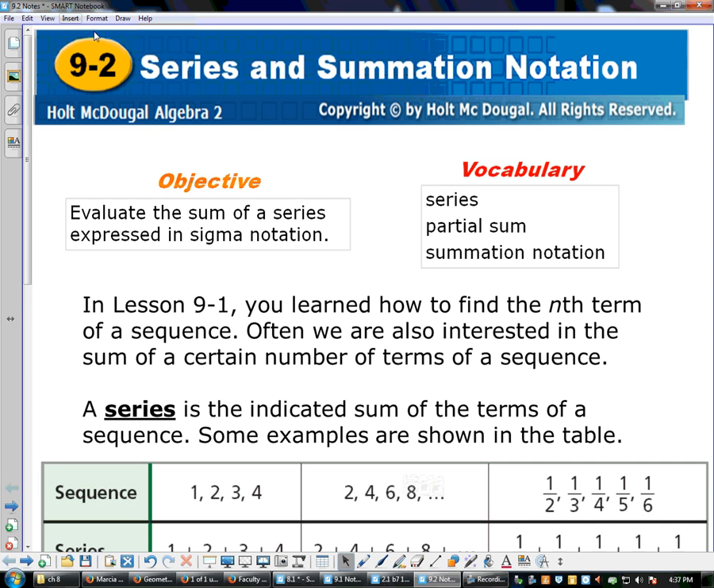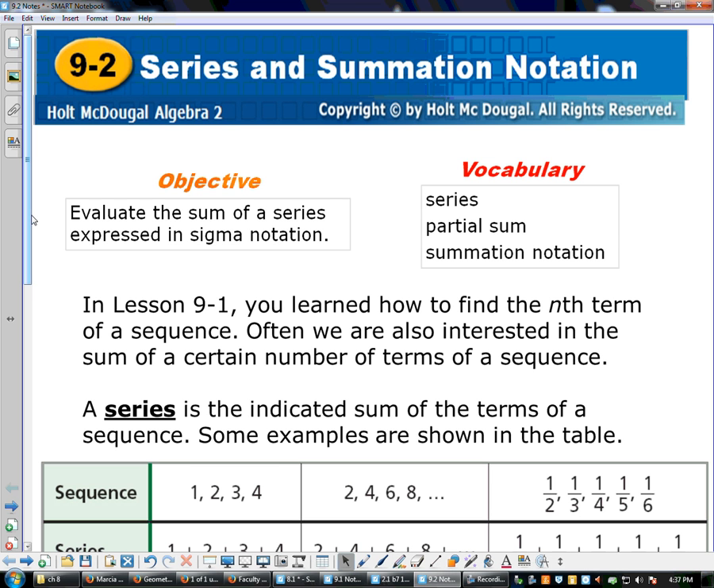And we are looking at section 9-2, series and summation notation. The objective is to evaluate the sum of a series that's expressed in sigma notation. Our vocabulary: series, partial sum, and summation notation.